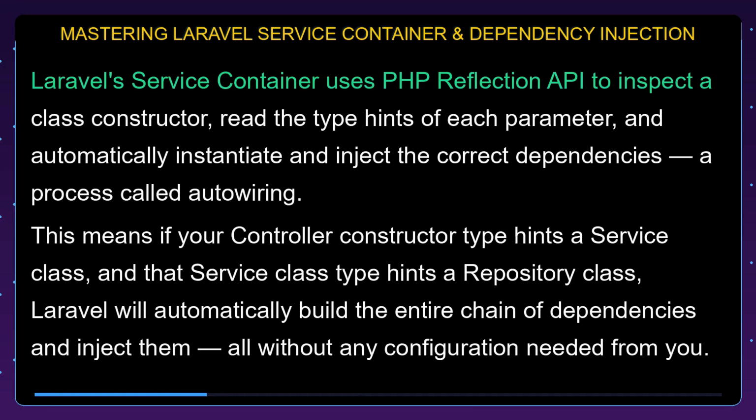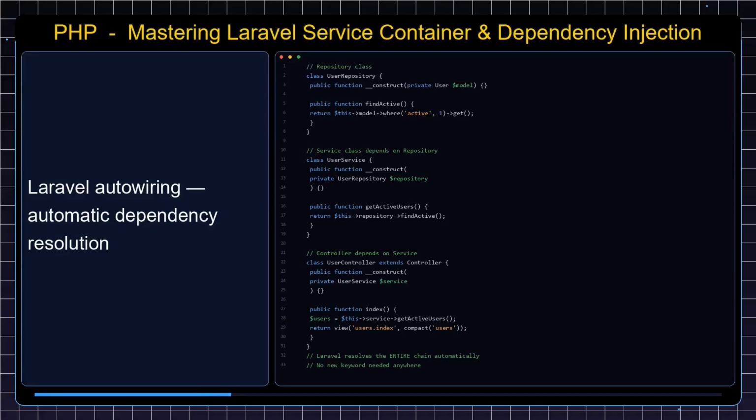How does the Laravel container resolve dependencies automatically? The Laravel service container uses the PHP reflection API to inspect the class constructor, read the type hints of each parameter, and automatically instantiate and inject the correct dependencies, a process called auto-wiring. This means if your controller constructor type hints a service class, and that service class type hints a repository class, Laravel will automatically build the entire chain of dependencies and inject them, all without any configuration needed from you. Laravel auto-wiring: automatic dependency resolution.